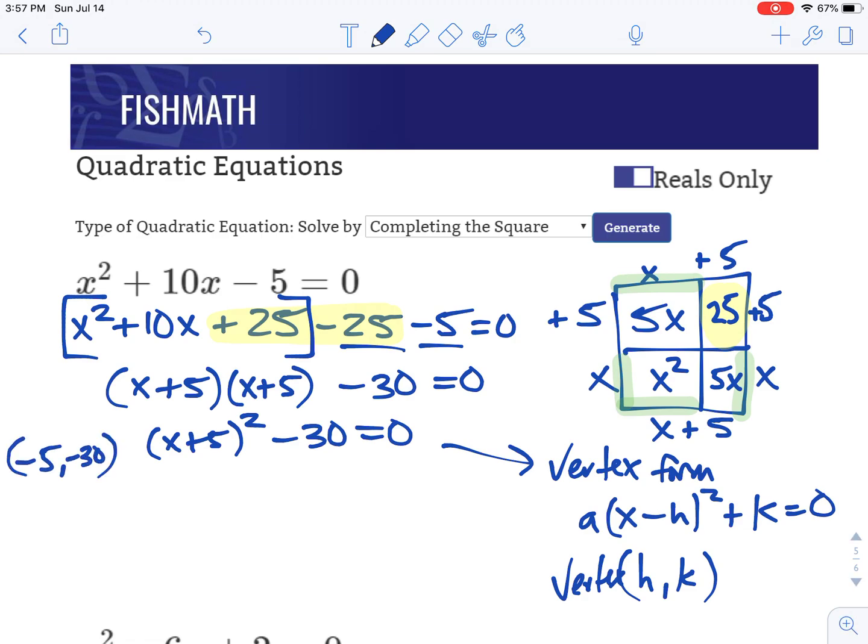That would be the vertex if we needed it. It's not going to help us solve this equation, but it's true, so that's cool. Great. So now we're going to solve this using square roots. We're going to solve this by moving the 30 over first, so plus 30 to both sides. We get 30 equals x plus 5 squared.